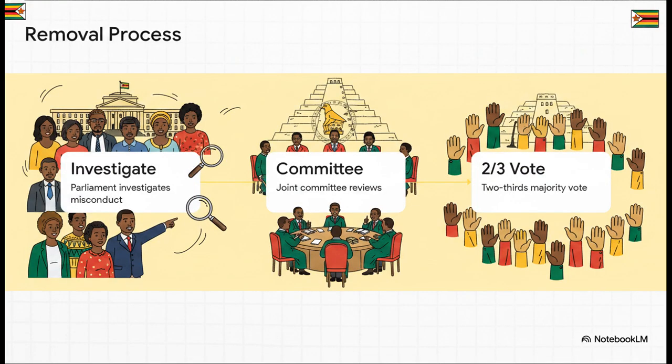And what about the president? What if they seriously violate the Constitution or become physically or mentally unable to do the job? Well, Section 97 gives Parliament a strict 1-2-3-step process to safely remove them. First, Parliament votes to investigate the issue. Second, a special joint committee looks closely into it. And third, it takes a massive 2/3 majority vote from Parliament to officially remove the president from power. It's a tough process, but it is there for a reason.